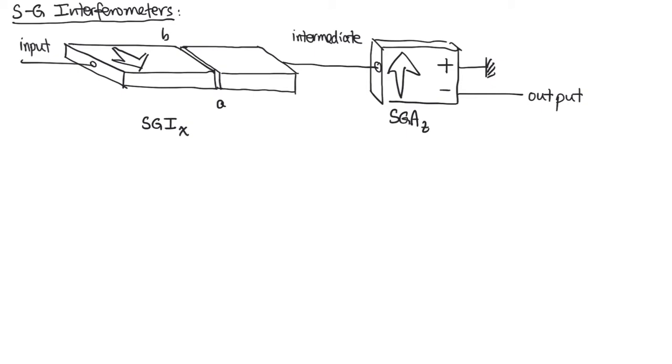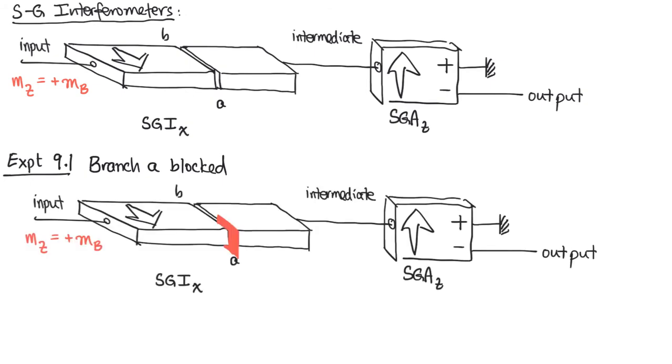We're going to input atoms into the interferometer, and all of the atoms are going to have a defined Z orientation, which is positive, meaning aligned with the plus Z direction. So you can imagine that these atoms may have just come out of an SGA-Z themselves, out of the plus port. Okay, so we're going to have a few experiments here. The first one, we'll call it experiment 9.1, is that we're going to block branch A. Okay, so branch A is blocked.